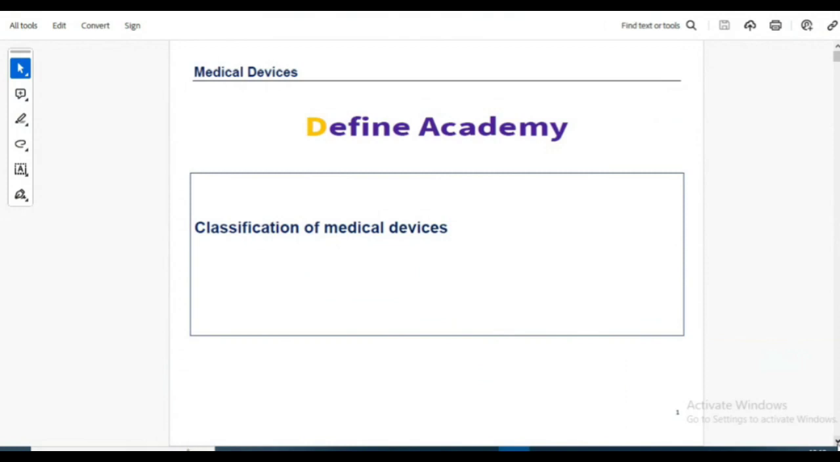Till now, we have covered introduction, clinical part, and today we're going to cover classification. From classification, we'll go on to technical documentation, and finally, we'll see the process to get approval in the European Union. That will be the last.